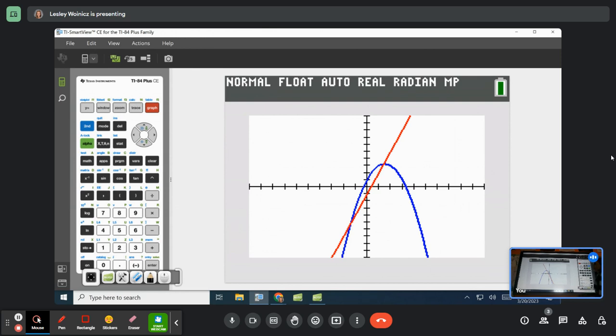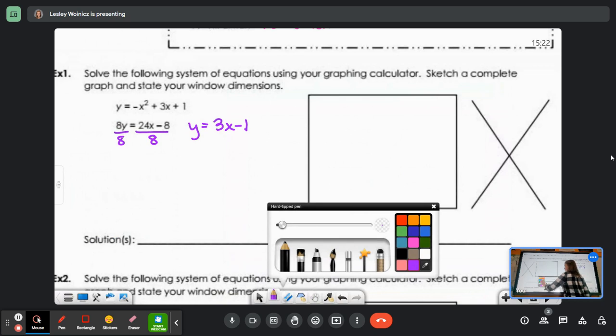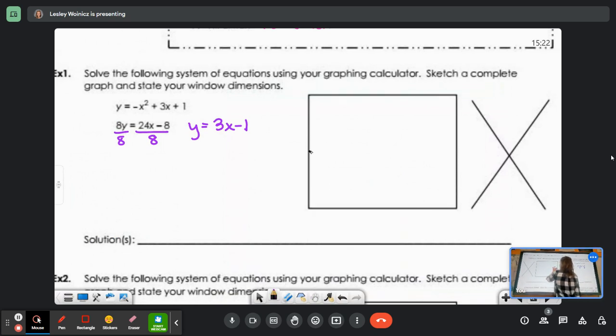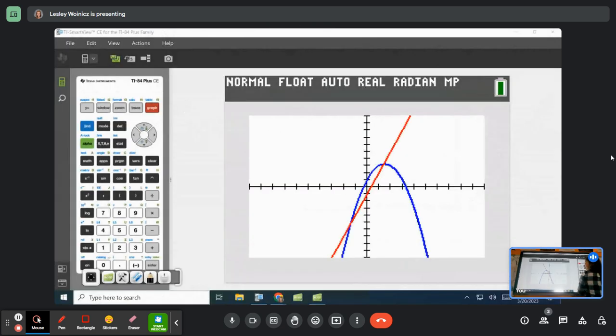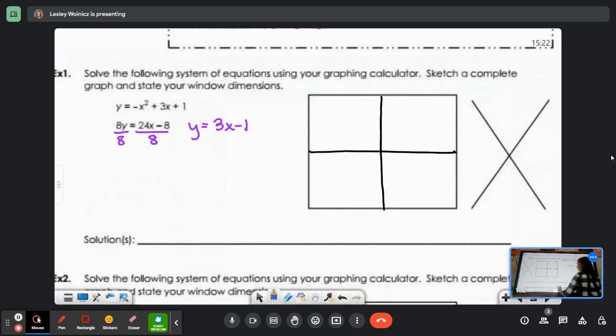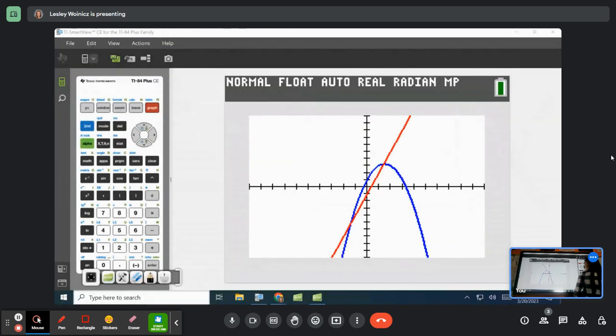First, let's draw a picture. Okay, I'm going to draw in my axes. Here's my x-axis. Here's my y-axis. Draw in my parabola. Okay, draw in my line.